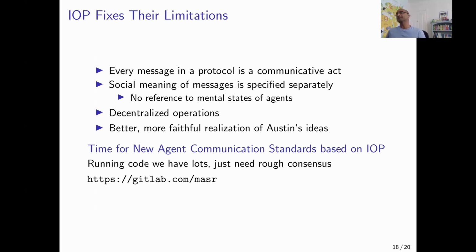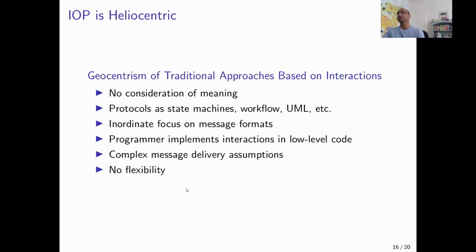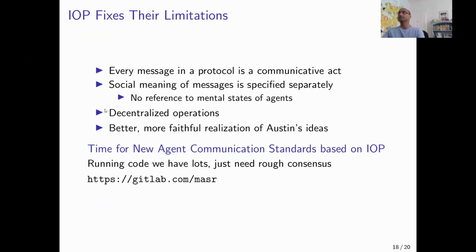So IOP fixes these limitations by emphasizing social agency. Like I said, every message in a protocol is a communicative act, so you're not limited. Whatever you want to specify in the protocol is fair game. And the social meaning of the messages is specified separately and modularly. Like we overlaid the normative meaning, in terms of commitments, on top of the protocol. That's how we capture meaning. And there is no reference to the mental states of agents.